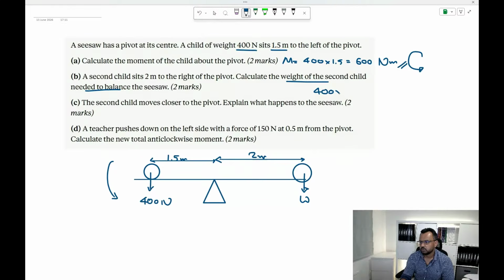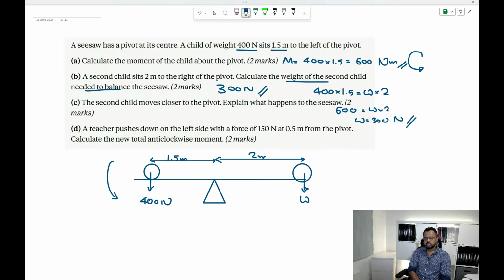400 times 1.5 should be equal to W times 2. So 400 times 1.5 is 600, which is equal to W times 2. Obviously, W is equal to 300 newtons. So the second child's weight is 300 newtons. Done.